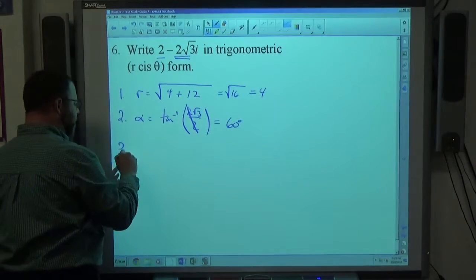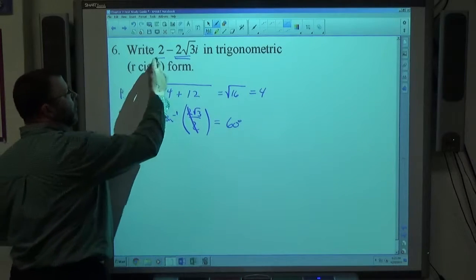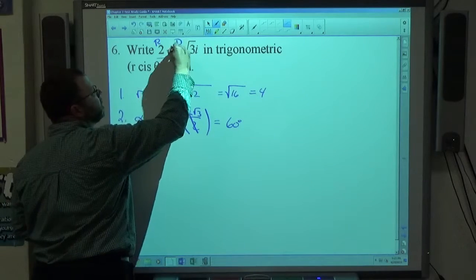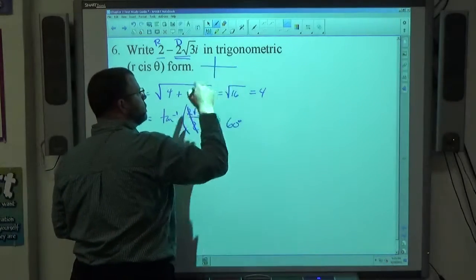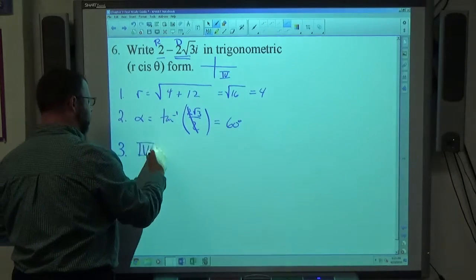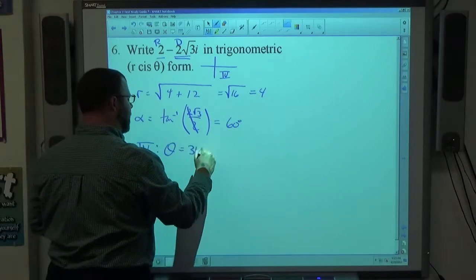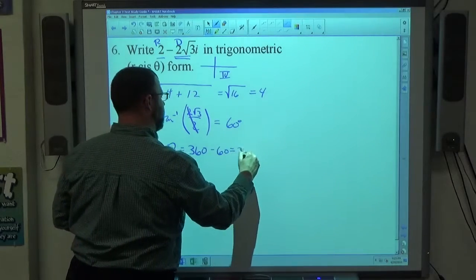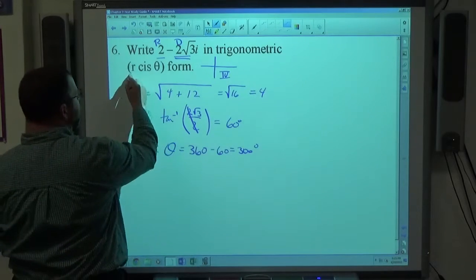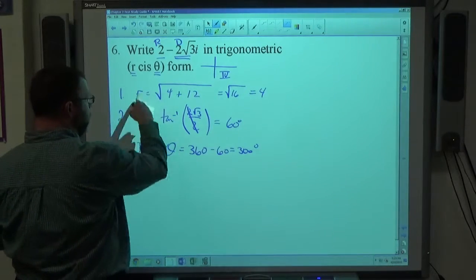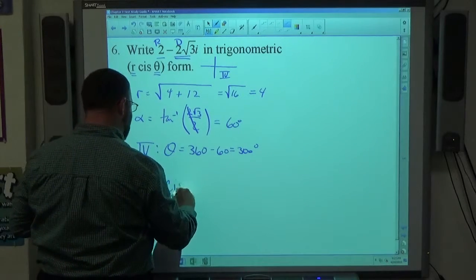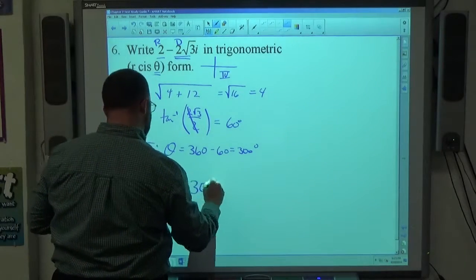And then finally, step 3, we have to establish a quadrant. A real number positive takes me right, an imaginary number negative takes me down. And if I go in a 4-quadrant system and go right and down, that puts me in the 4th quadrant. In the 4th quadrant, theta is equal to 360 minus alpha. So theta is 300 degrees. We want R CIS theta form, so R is 4, theta is 300. So 4 CIS 300 degrees.